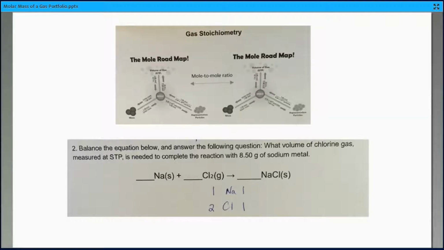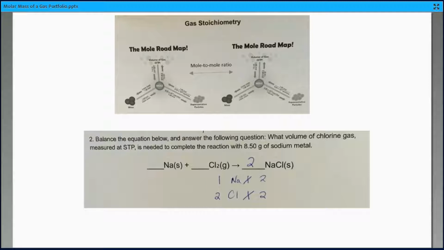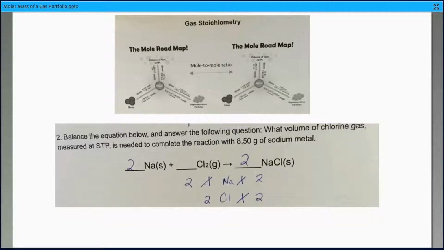I need to add a coefficient of 2 to my product, and it looks like this. 2 moles of sodium chloride, which means that in the equation, I'll have 2 sodium atoms and 2 chlorine atoms. Now my sodium isn't balanced, but by adding a coefficient of 2 to my reactant, now I have a balanced equation. I have 2 atoms of each element in the reactant and in the product. Now I can solve my equation.